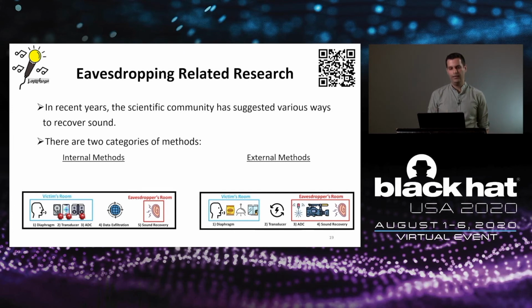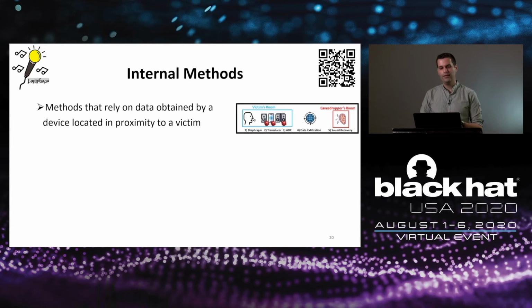Okay, so I want to discuss eavesdropping related research, and I would mention that in recent years, the scientific community has suggested various ways to recover sound. All of these methods can be categorized into one of the following categories. The first category is what I call the internal methods, and the second category is what I call the external methods. So let's start to discuss internal methods. Internal methods are methods that rely on data obtained by a device located in proximity to a victim.